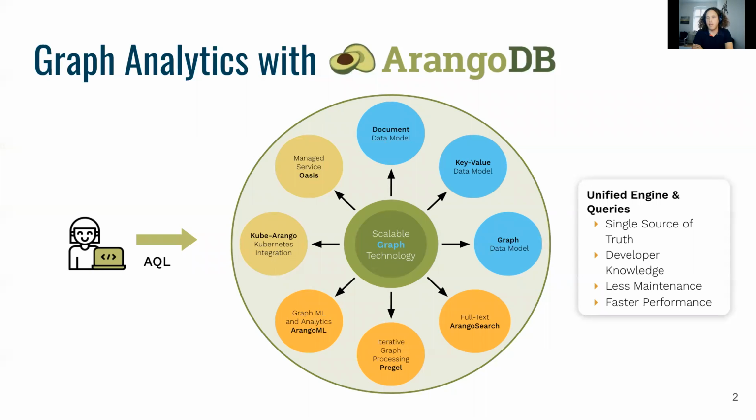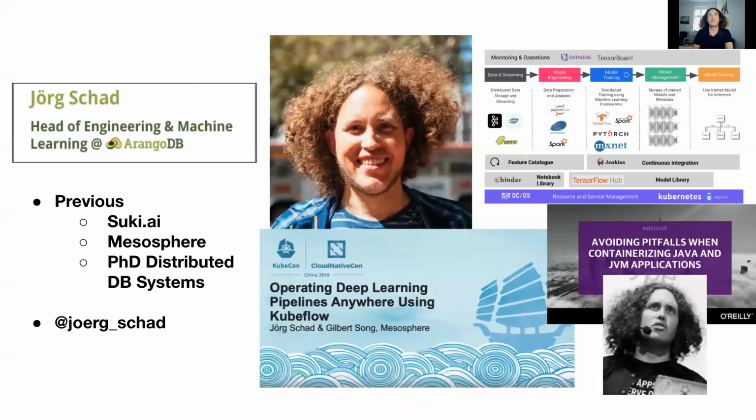ArangoDB, just in case you haven't been working with that before, is a scalable graph database which combines several other specialized data models such as document, key value, and graph into one database engine, into one query language. So you don't have to switch between different specialized database systems.